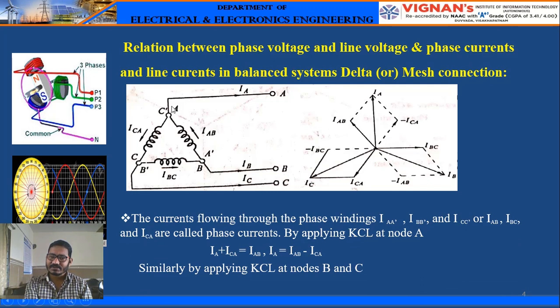Suppose you want to find the line current IA. How will you find it? Apply KCL at node A. The incoming current is IAB, and the leaving currents are IA plus ICA. So applying KCL at node A, you get IA plus ICA equals IAB. From this, IA equals IAB minus ICA. Similarly, you can apply KCL at node B and node C for IB and IC respectively.